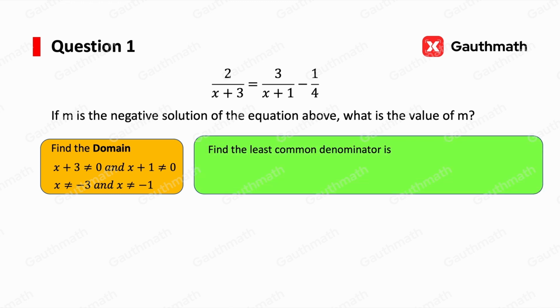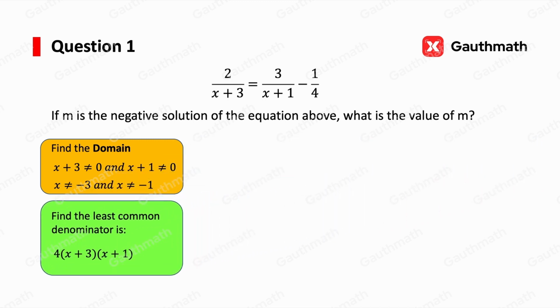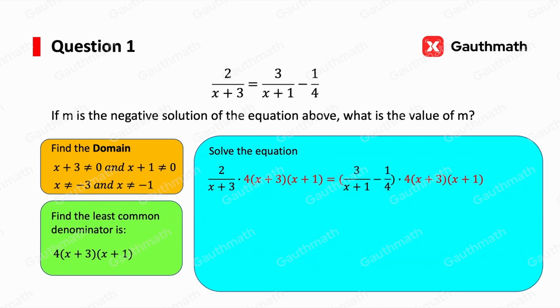And after that, we have to find the least common denominator. So for the three terms, as their denominators don't have anything in common, we just multiply them together. So the least common denominator is 4 times x plus 3 times x plus 1. And we may multiply everything by the least common denominator. And after that, we may simplify and solve the equation.